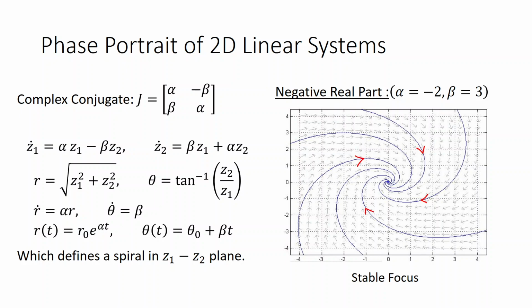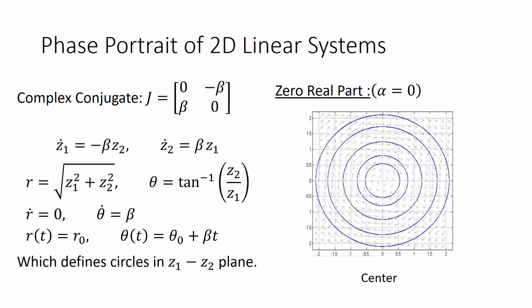So you have a stable focus in this case. You have a stable focus if your real part is negative. What happens when you have a zero real part? If you have a zero real part, then your r dot becomes 0 basically, and your r(t) is r0. So the radius does not change, but theta dot is beta, so theta changes.